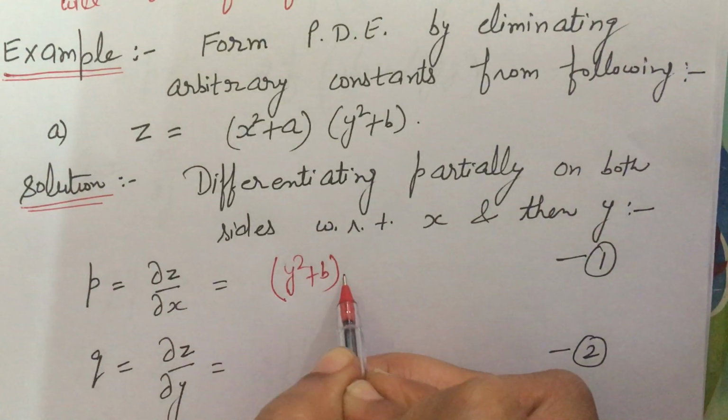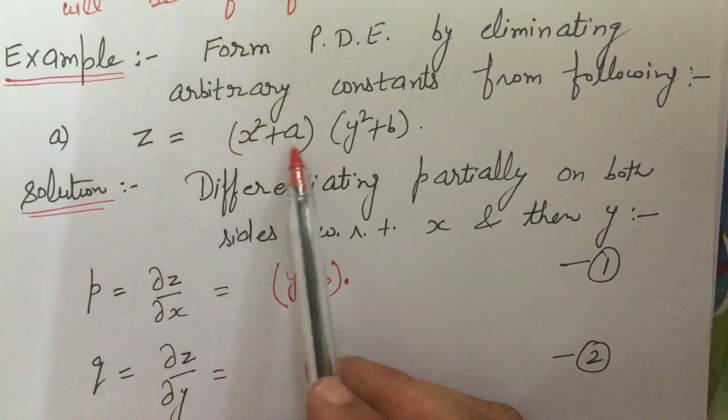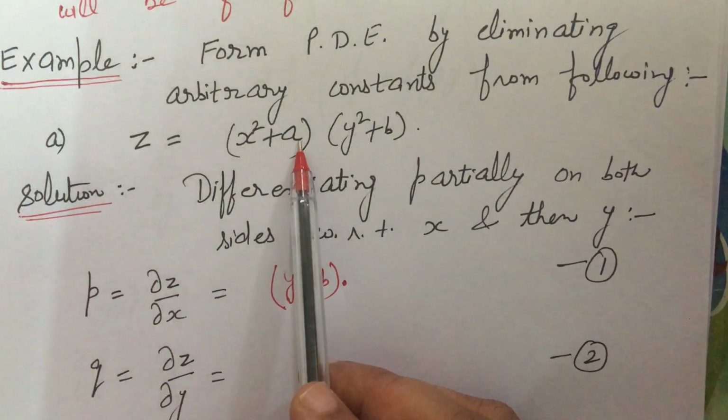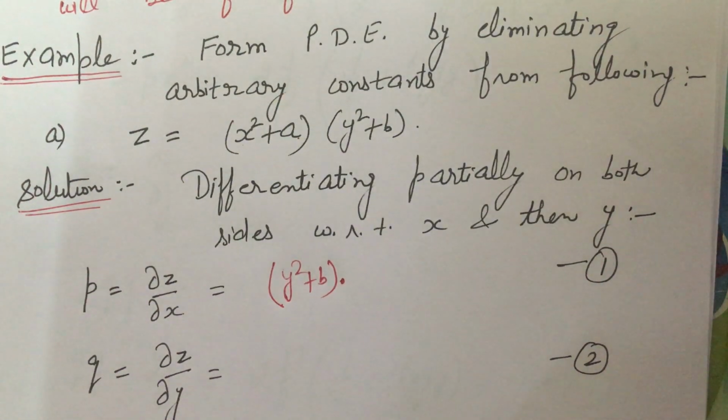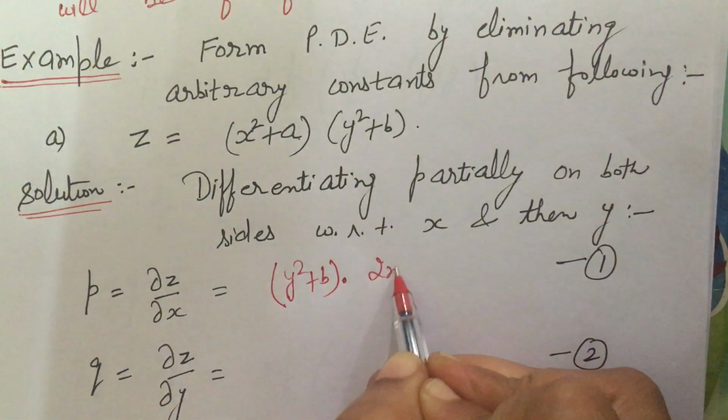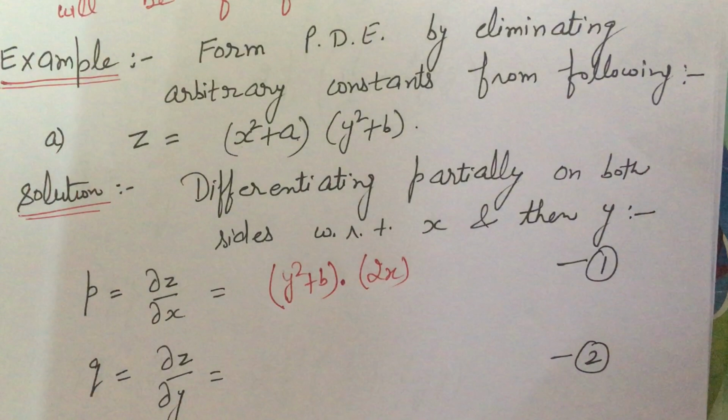And you have to differentiate this x square plus a with respect to x. Its derivative with respect to x is 2x. Clear?